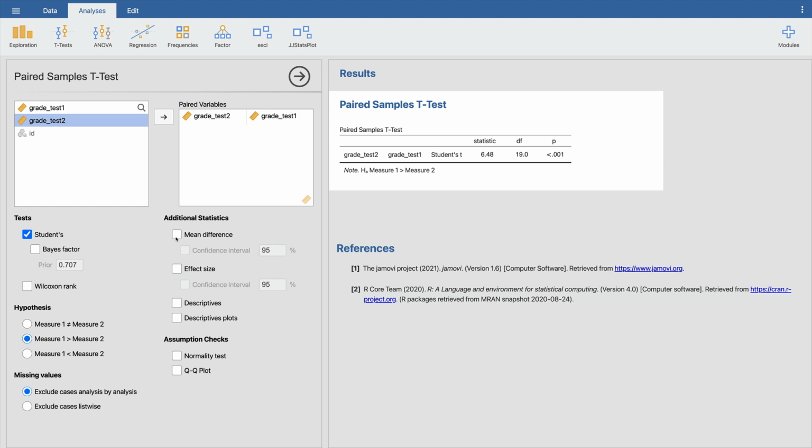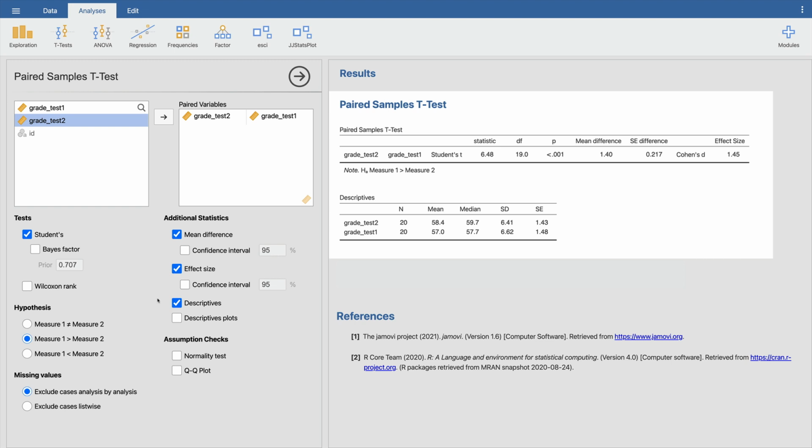A couple other things I can pick: because I'm looking at different scores, I can find out what the mean difference is by clicking this button. And I can also pick their effect size by picking this. And then finally, if I want, I can do descriptives. And you can see now for the descriptives, I have the mean on grade test 2 and the mean for grade test 1. And you can see that, yes, on average, they're doing better on grade test 2, 58.4, than they did on grade test 1. Is it a significant difference?